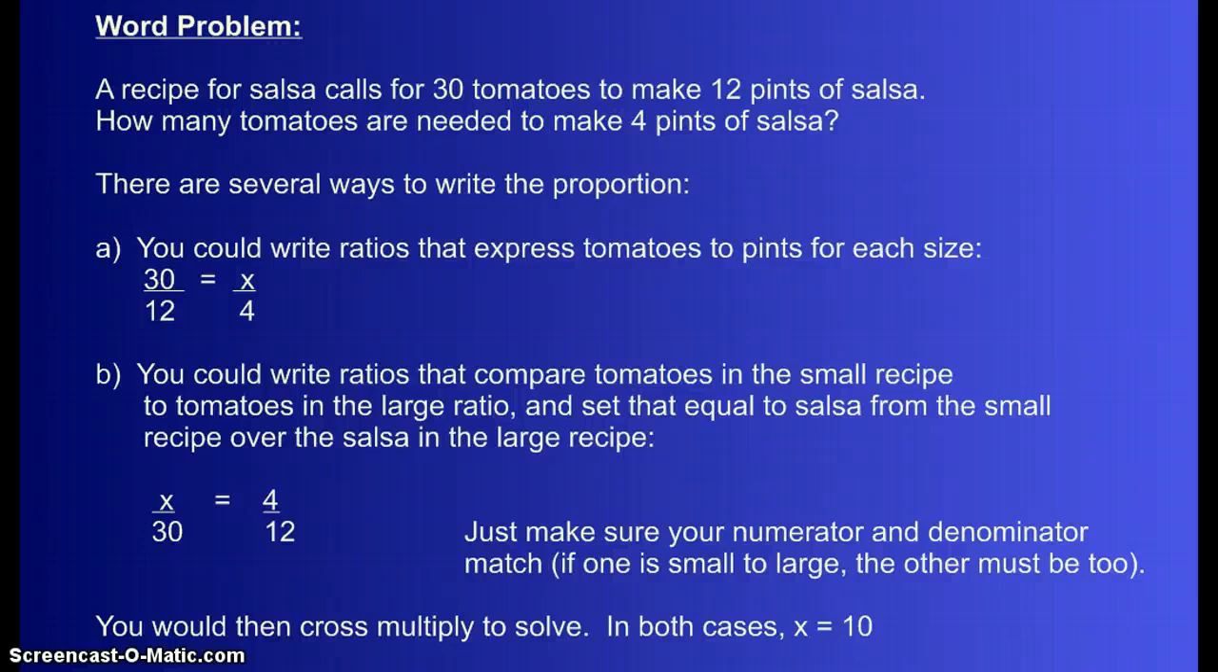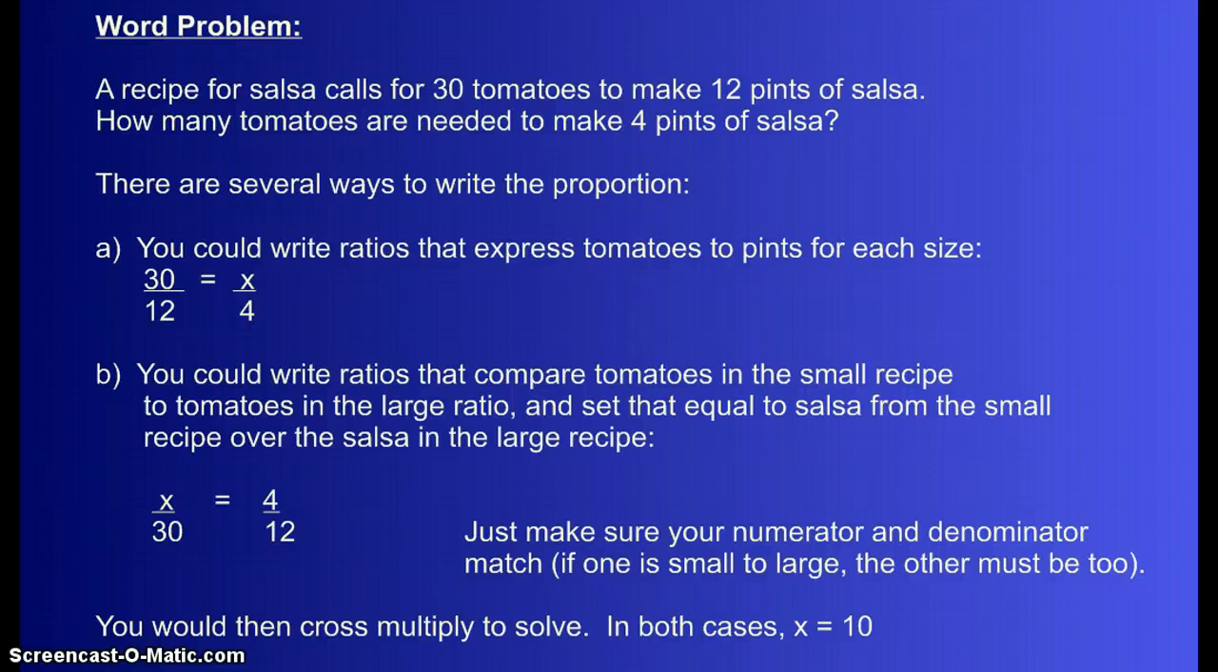Here's a word problem. A recipe for salsa calls for 30 tomatoes to make 12 pints of salsa. How many tomatoes are needed to make 4 pints of salsa? There are a couple ways you can write this proportion. It just depends how you think.